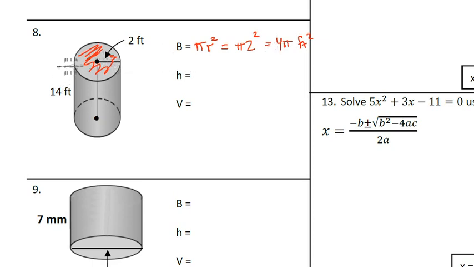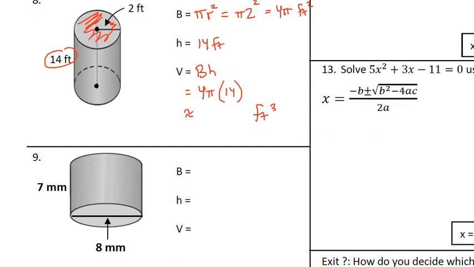My height is the distance between the two circles, which, I'll circle that because that's what the instructions tell me, is 14 feet. And my volume is normal, base area times height. In this case, we've got 4 pi times 14. When you put that in your calculator, you will get a decimal answer. Round that to 1 decimal place, and be sure to write feet cubed for your final volume.